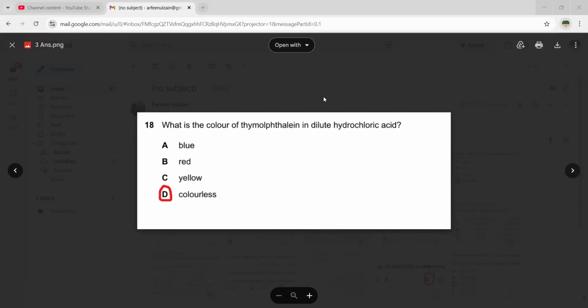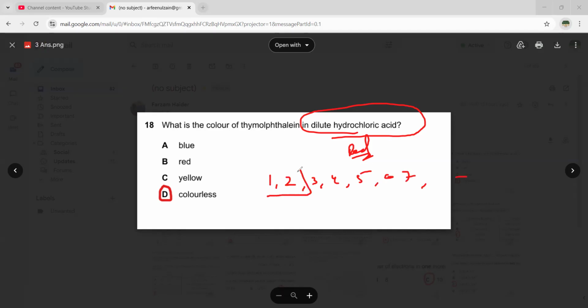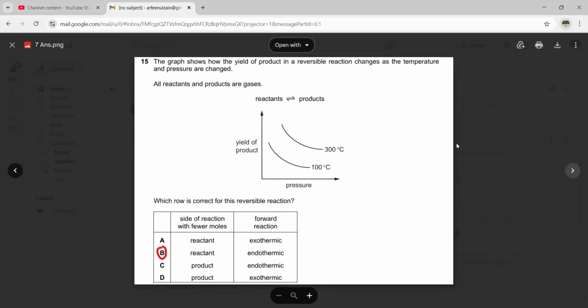Indicators are usually weak acids. Universal indicator color depends on the pH. Usually with hydrochloric acid, which is a strong acid, the universal indicator is red in color. But universal indicator changes its color at different pH, for example pH 1, 2, 3, 4, 5, 6, 7, and so on. So it is red in this range, then orange, yellow, green at 6 and 7, then blue, violet, and dark purple at the end. So the universal indicator shows a different color at different pH.